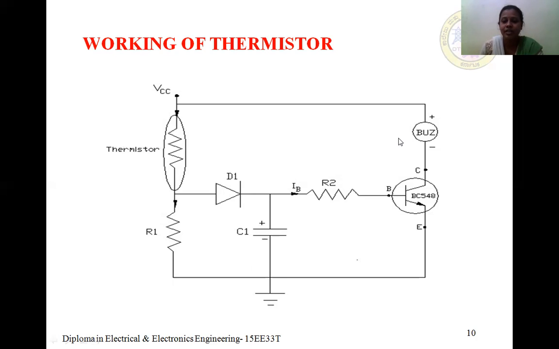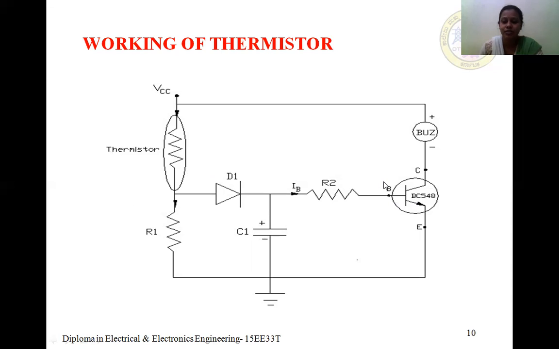So let me study the working of the thermistor here. This resistor R1 and this thermistor form a potential divider network to drive this transistor. The semiconductor material used for the thermistor is sensitive to the variation in the temperature.